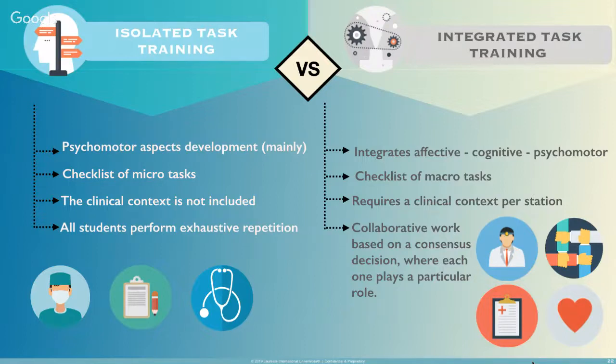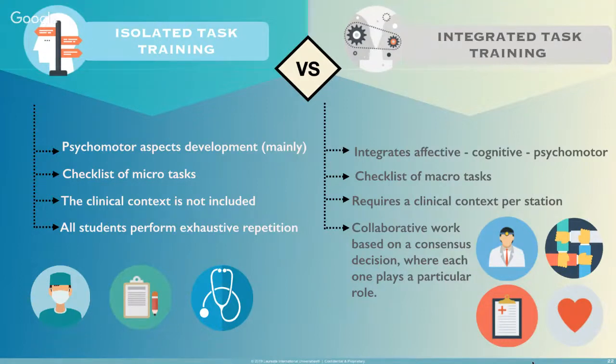So of course we can have task training about, for example, active listening, which is not psychomotor, but we are able to split the micro tasks and create different stations with the different techniques for active listening. So an isolated task training proposes a list of micro tasks, very detailed step-by-step for each station. Here we don't need to have clinical context included because the focus is to develop the specific skill until the students can do it automatically without thinking much about it.